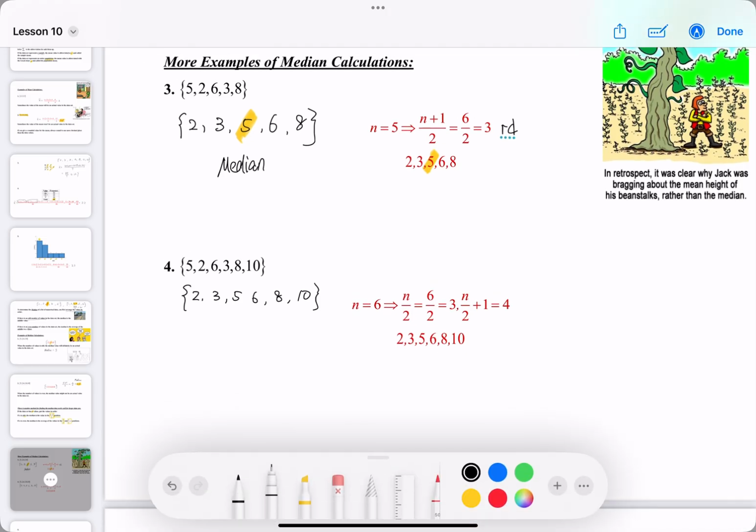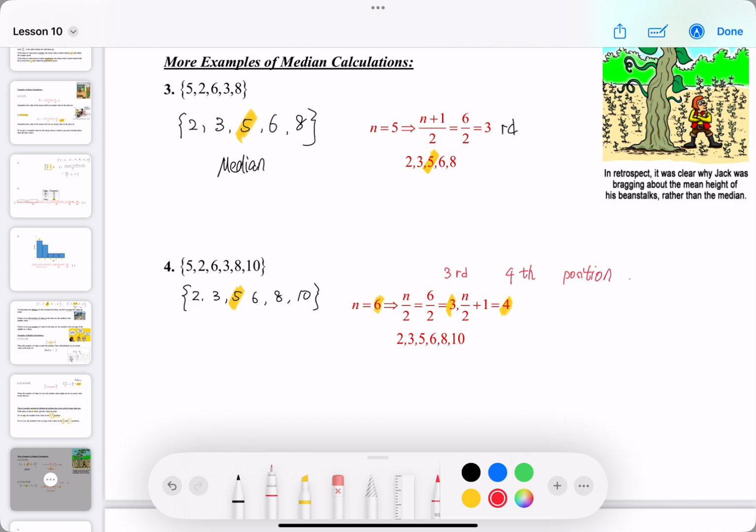Okay, let's see the next example. I did the preparation. I list my values in ascending order: 2, 3, 5, 6, 8, 10. In total, we have 6 values. N equals 6. Let's highlight 6. Then 6 divided by 2 is 3. So 3 means the third position, which is 5. And 4 means the fourth position. We can remind ourselves that 3 means third, and 4 here means the fourth position.